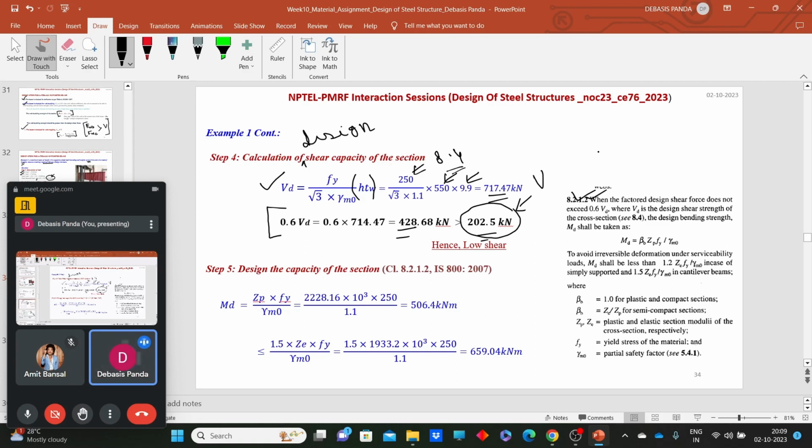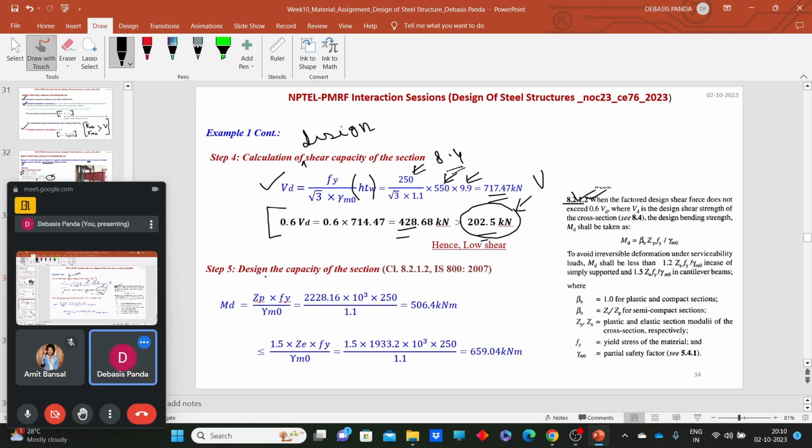That means we need to calculate the design bending capacity as per the low shear. That means we need to follow clause 8.2.1. So when we have calculated the design shear capacity and identified that the beam is subjected to low shear, now we are in a position to calculate the design bending capacity of the section.